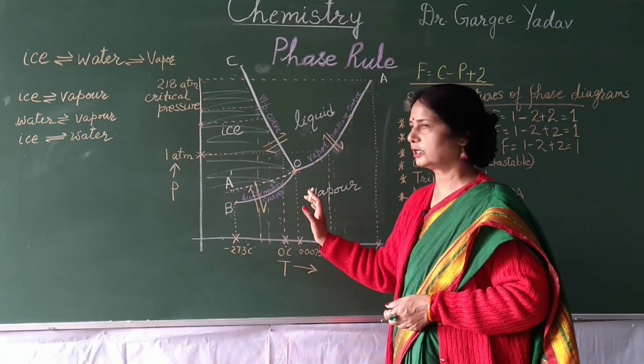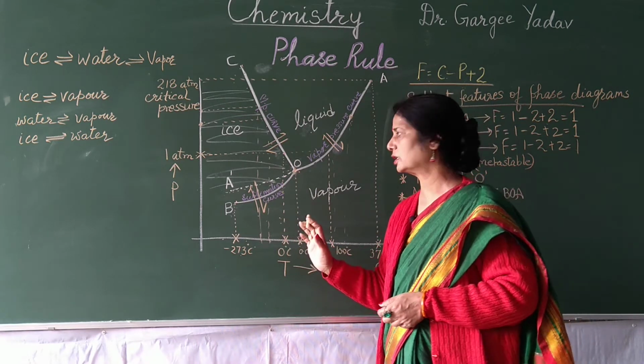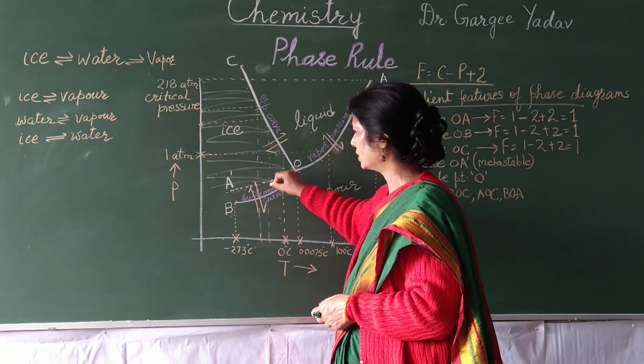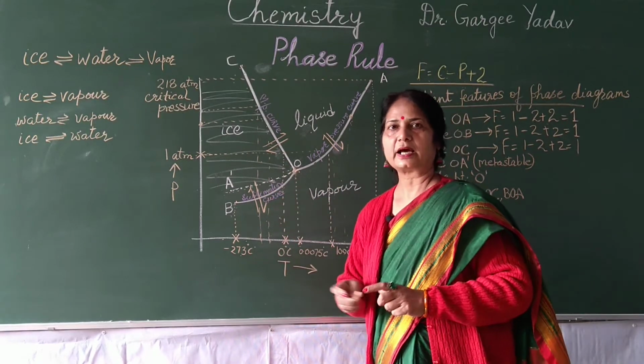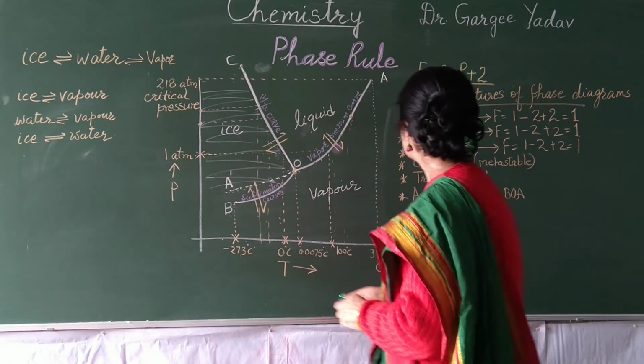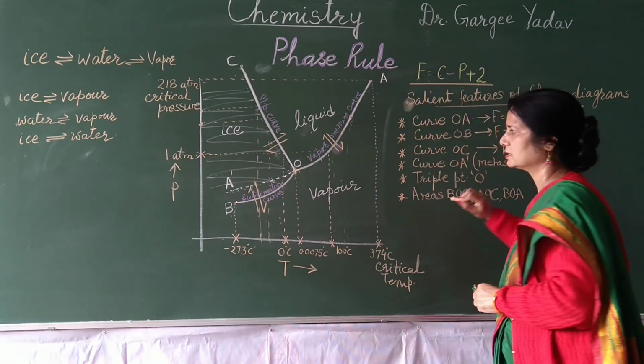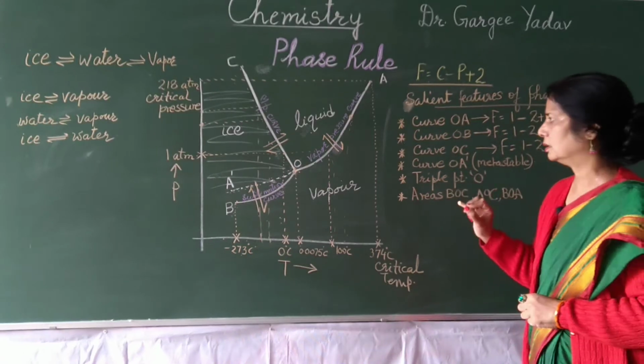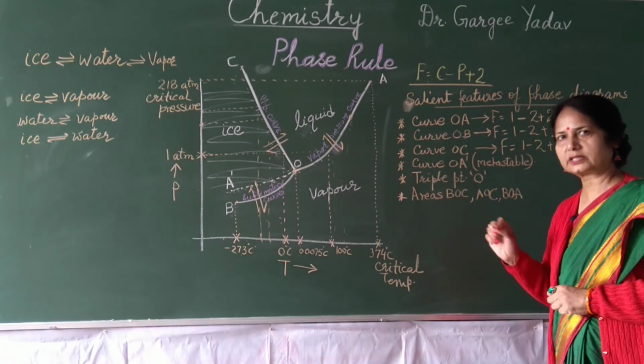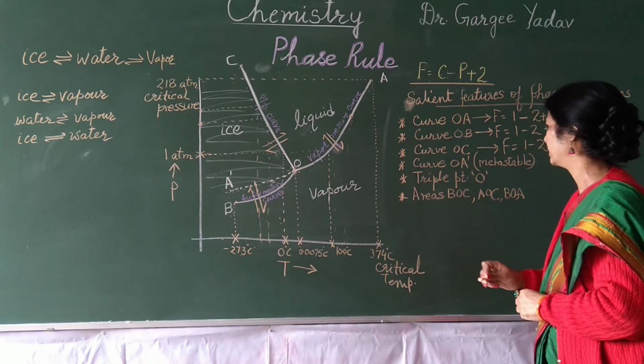Here also there are two phases in equilibrium: the supercooled water and the ice. They are in equilibrium with each other. So this is known as the metastable curve, and this is a peculiar property of not only water, but certain liquids also exhibit this property.